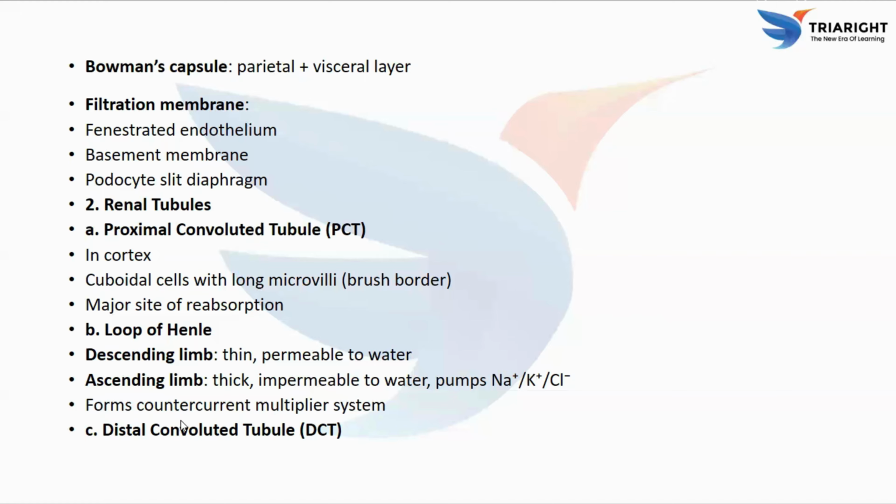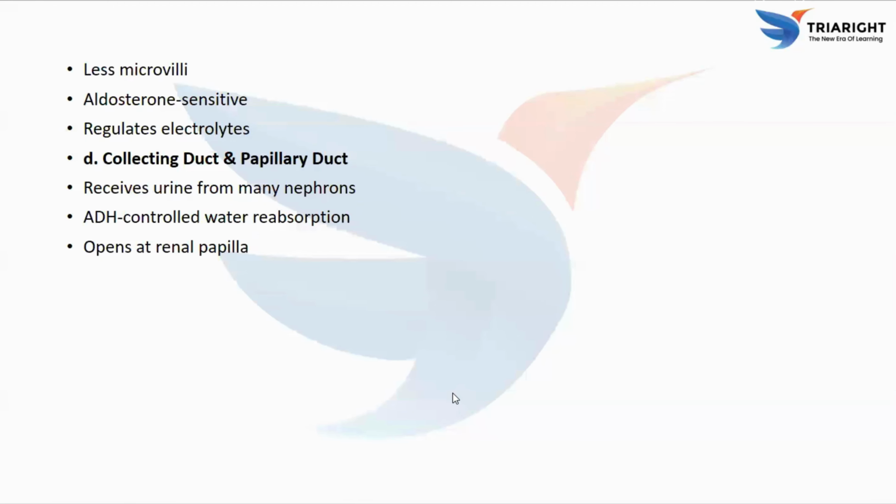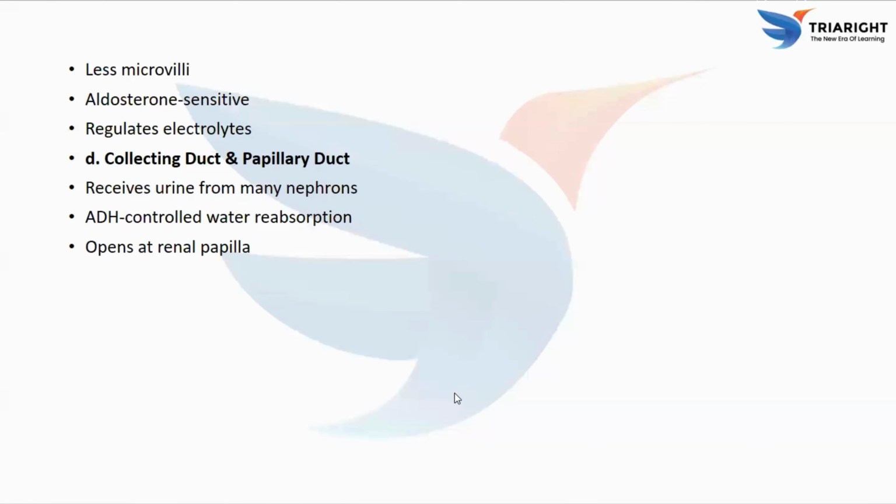So the next tubule is the distal convoluted tubule, which is also called DCT. The DCT is located in the cortex. It fine-tunes the composition of the filtrate. It also responds to hormones like aldosterone, it absorbs sodium and eliminates potassium ions. PTH increases the calcium reabsorption and it helps to regulate the pH and electrolytes.